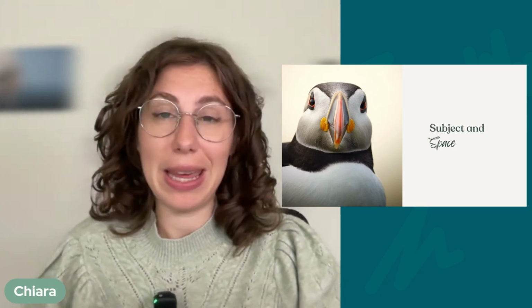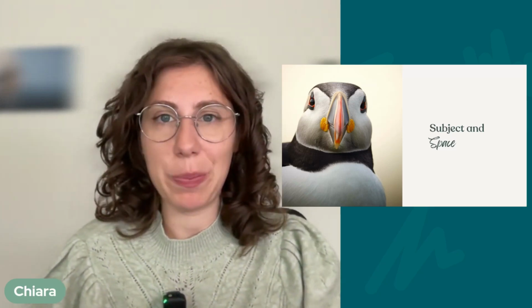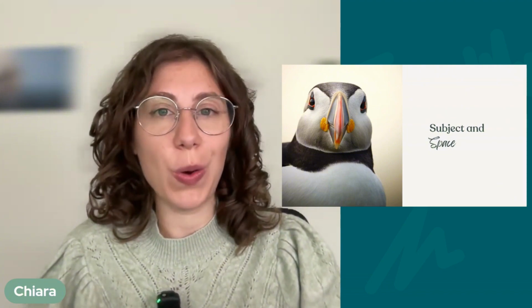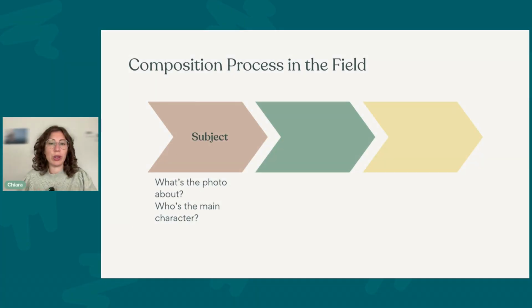We covered the image frame and also the two basic principles of composition, contrast and balance. Now it's time to start thinking about the actual process of composition in the field and how to decide what will go into the image frame. So the first question that we have to answer when we're out in the field is, what's the photo really about? Who's the main character? Who's the hero of our story? In simple terms, we have to decide about our subject.